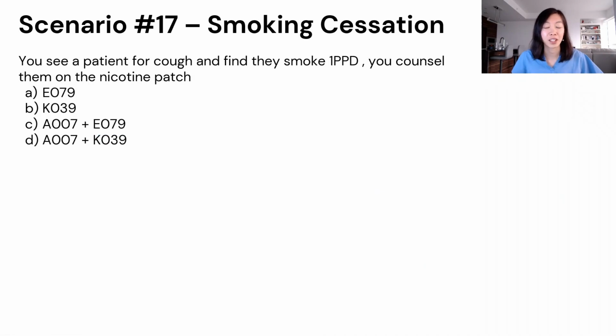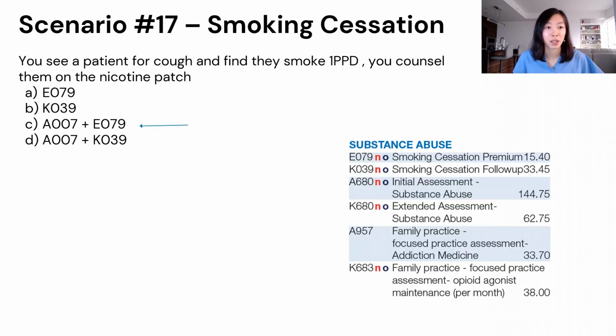All right, next scenario, smoking. So if you see a patient for a cough and you find that they smoke 1 pack per day, you counsel them on the nicotine patch. What would you bill for this case? Pause the video, write your answer, and the answer is C. So the A007 is for billing for assessment of the cough, and then the E079 is for asking them about smoking and counseling on the nicotine patch, and that gives you an extra $15.40.